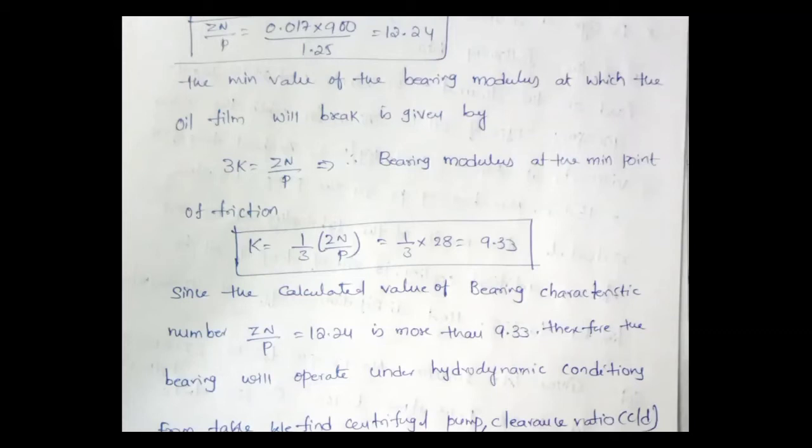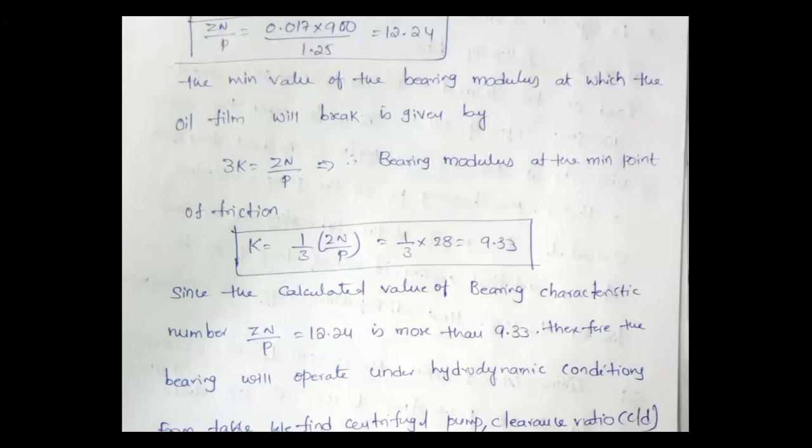So Zn by P value equals 28 from the table, 28 by 3, that is 9.33. Now please observe the theoretical value and the table value. Based on your calculation, you will get 12.24, but from the table you will get the value of 9.33. One is 12.24 from your calculation according to the given data, and from the table you get 9.33.